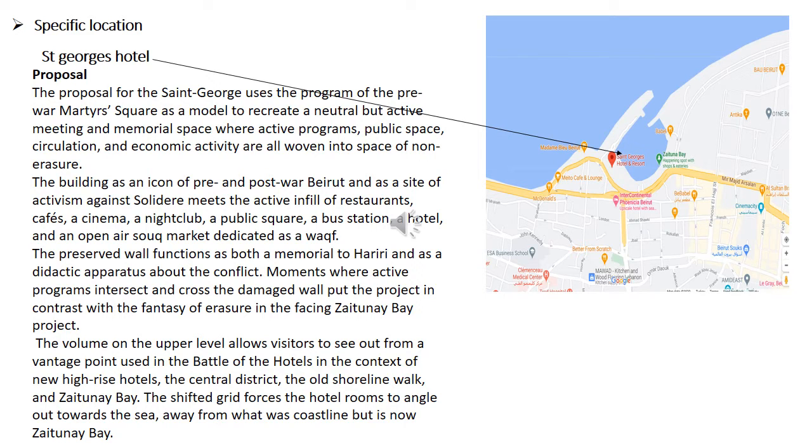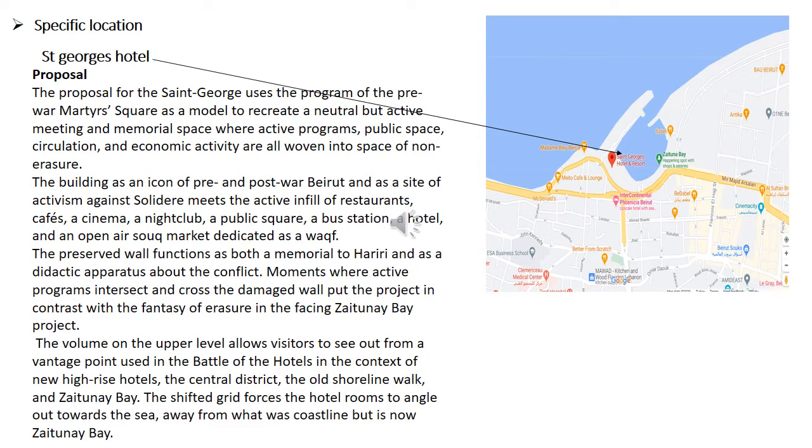The proposal of this hotel, the St. George Hotel, used the program of the pre-war Market Square as a model to recreate active meetings and memorial spaces, where active programs, public spaces, circulation, and economic activities are all woven into the space.